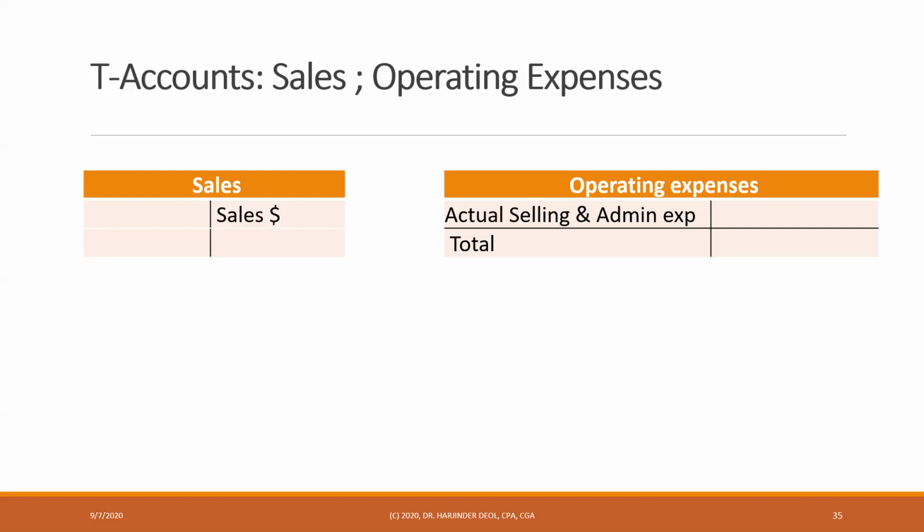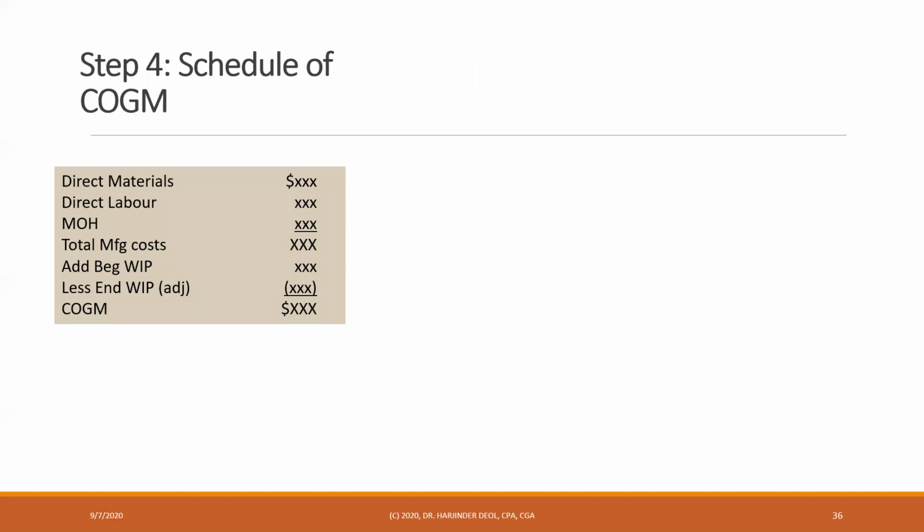Once that is done, you'll be ready to prepare the schedule of cost of goods manufactured. Here's a quick reminder. The cost of goods manufactured is about taking total manufacturing costs, which is direct materials, direct labor, and manufacturing overhead.